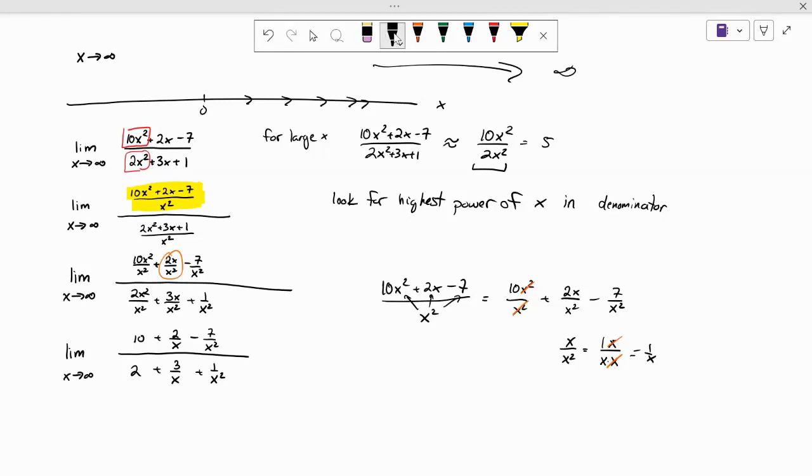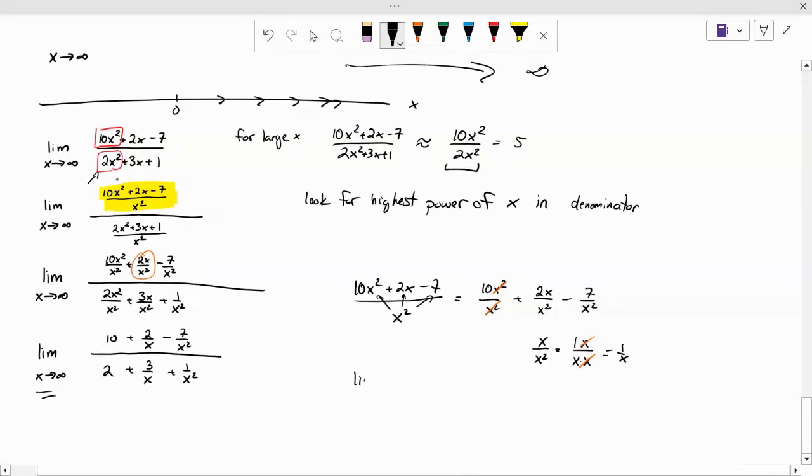Now, why did we do this? Why are we following this procedure of looking for the highest power term in the denominator and then just dividing the top and bottom by that highest power term? Well, it has to do with limits at infinity, right?